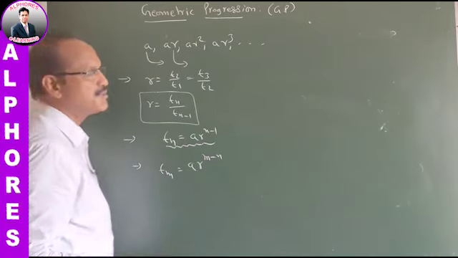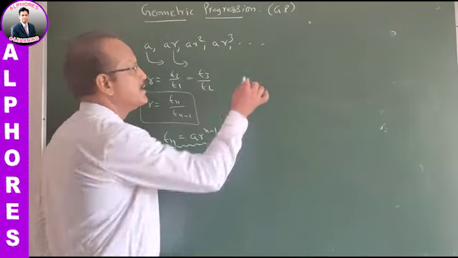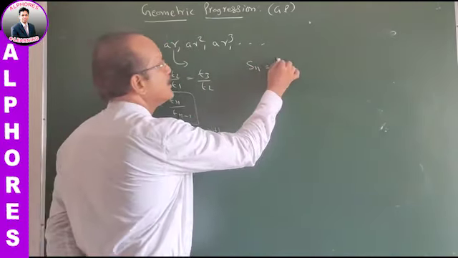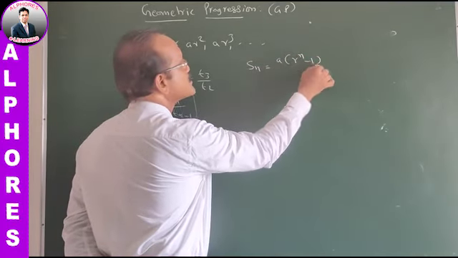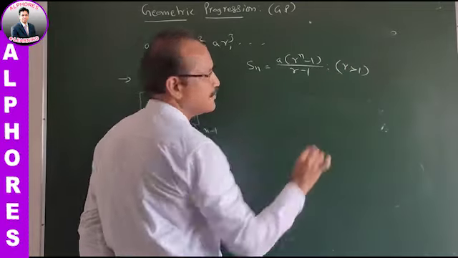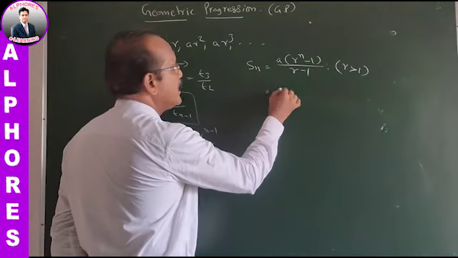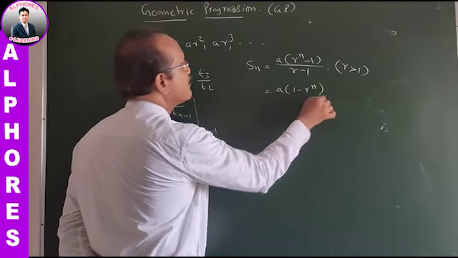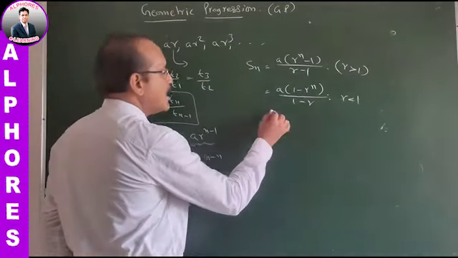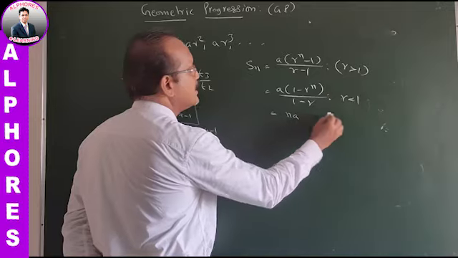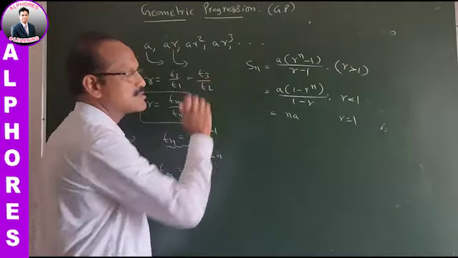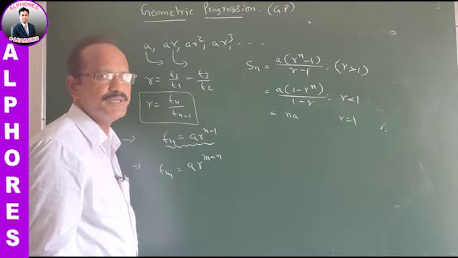Right. Now come to the sum to n terms of a GP. The sum to n terms of a GP is given by the formula A into R power n minus 1 by R minus 1 when R is greater than 1, and A into 1 minus R power n by 1 minus R when R is less than 1, and n into A if R is equal to 1. These are the formulas for the sum to n terms of a finite GP.